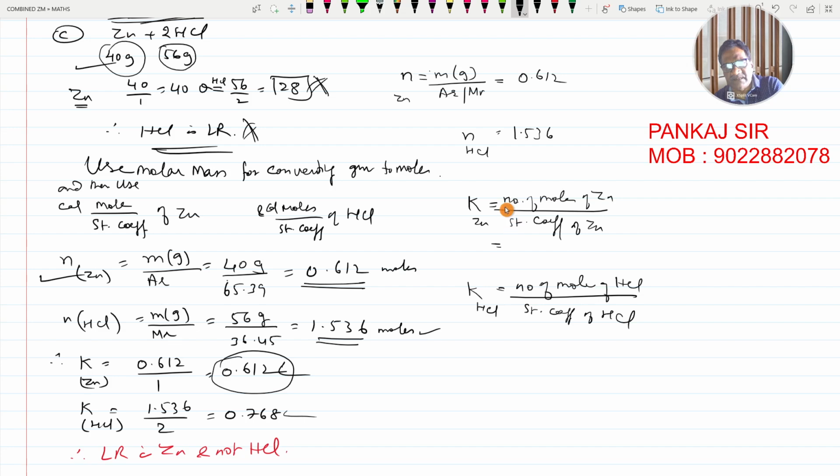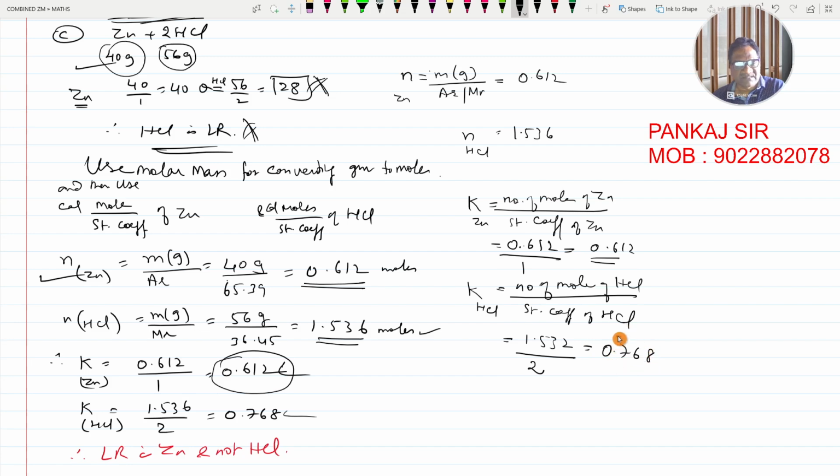Now this is number of moles. Just now we calculated for zinc, it is 0.612. So I write 0.612 divided by the stoichiometric coefficient of zinc, which is 1. So this K value for zinc I'm getting is 0.612, right? Now K value for HCl will be 1.536, the number of moles, divided by 2 because the stoichiometric coefficient for HCl is 2. Now this works out to 0.768.